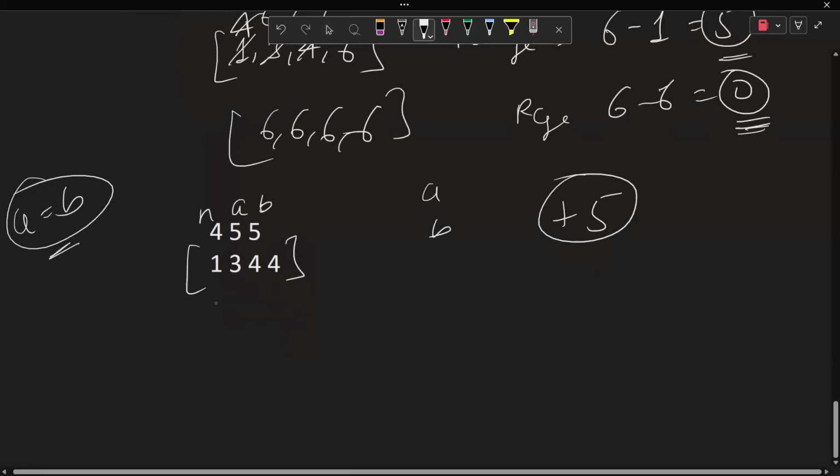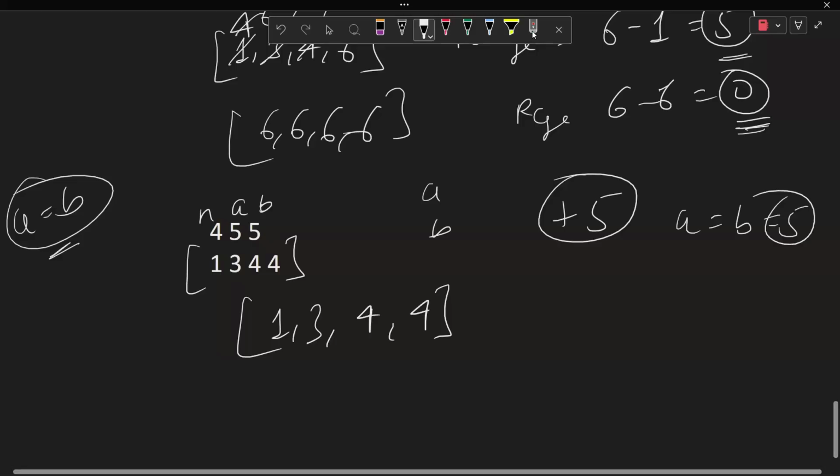So if you have been given the simplified version, 1, 3, 4, 4, and A and B are both equal to 5, in every operation you can do a plus 5 only. You can make 1 into 6, you can make 3 into 8. Leave the 4, 4. You cannot do any other operation.